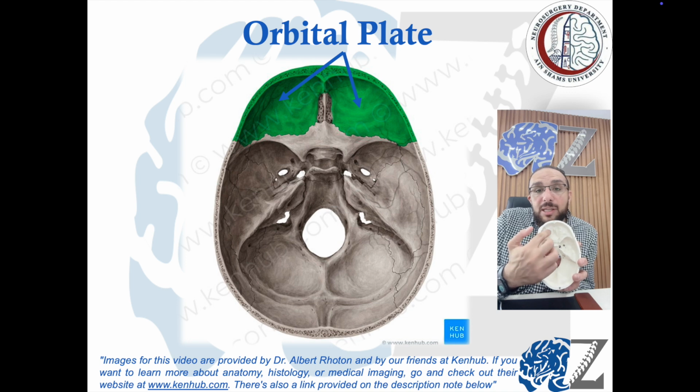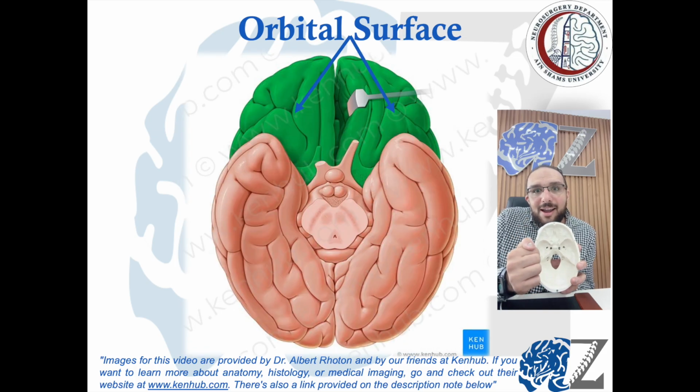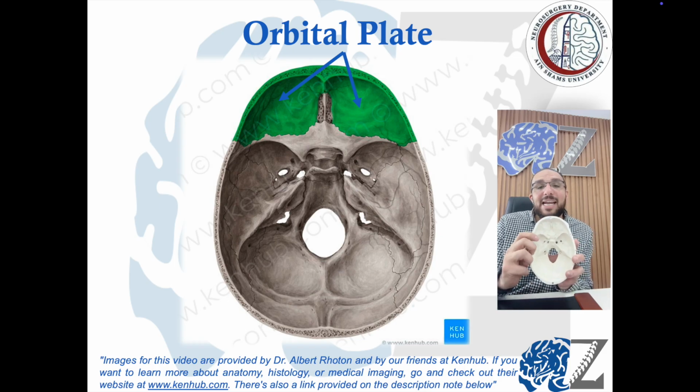You can actually see that this orbital plate is not just flat or straight, it actually has corrugations in here. And this is because there are orbital gyri in here. There are orbital gyri that form impressions on the inner aspect of the skull. Okay, so we have a template in here, that's the brain, forming an impression on the orbital plate of the frontal bone.